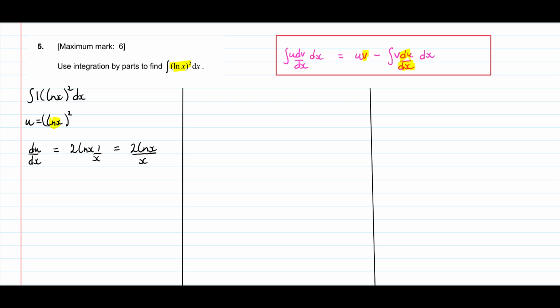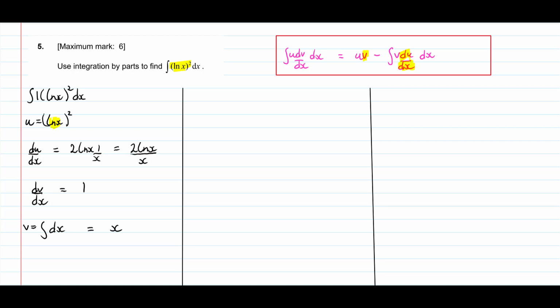So then the next part, we want to find v. So if we've got dv by dx equal to 1, well then we just take the integral of that with respect to x. So that means v is just going to equal the integral of 1 dx, which equals x. So now that we've got our u, our v, our du by dx, and our dv by dx, we can just plug these into our formula and solve this problem.